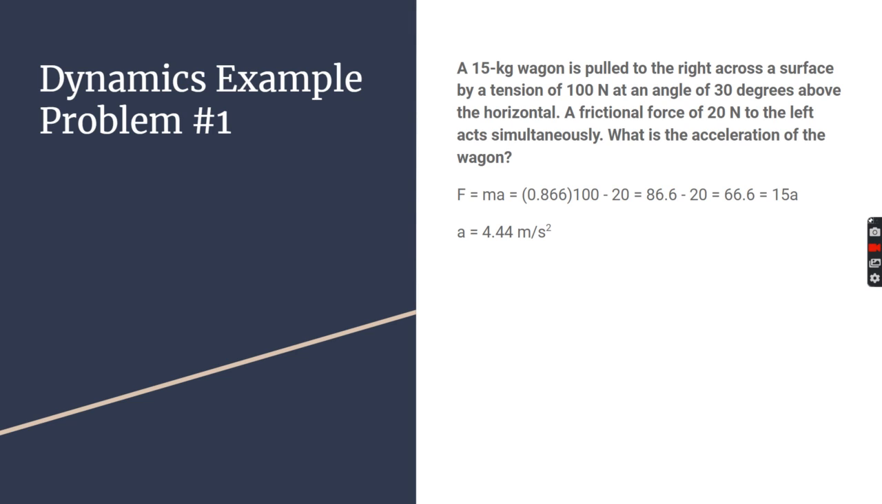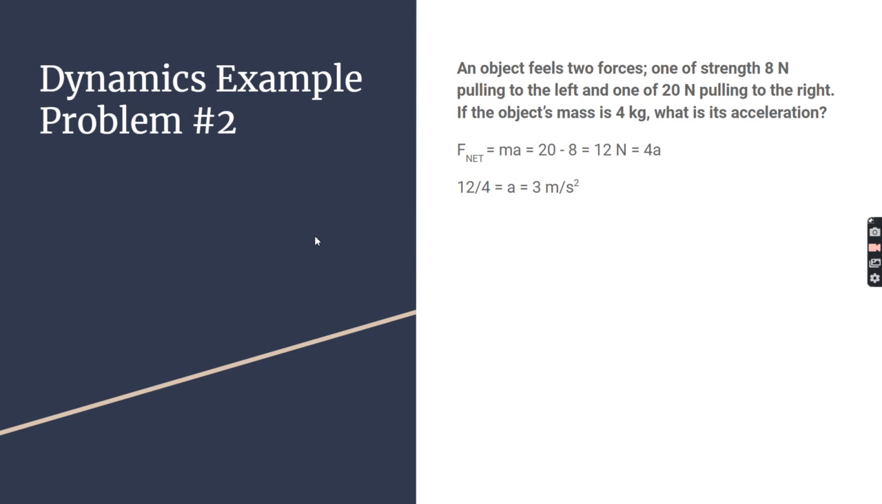So you write F equals ma, and then you do cosine of 30 degrees because you're looking for the horizontal force. So that's 0.866, and then you multiply that by 100 newtons, which is the force of tension. You subtract the 20 newtons that's going in the opposite direction, and you get 86.6 minus 20, and so the total net force is 66.6 newtons acting in the right direction. And so that equals 15 times the acceleration, because the system is 15 kilograms. You divide both sides by 15, solve for acceleration, and you get a equals 4.44 meters per second squared.